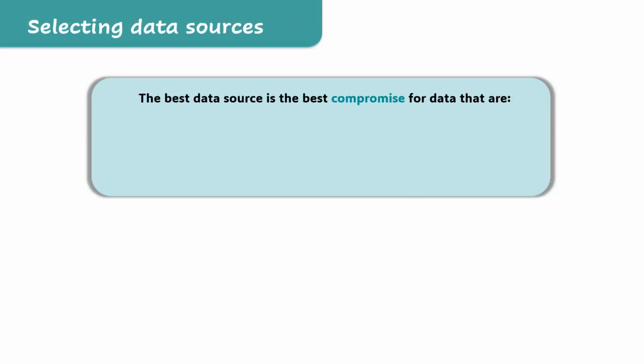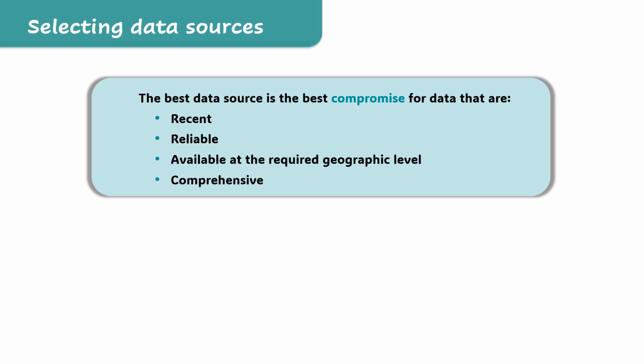There may not be a perfect data source for each vulnerability factor. Compromise may have to be found to identify the best data source for each vulnerability factor, taking into account and balancing the following: the date of the data to ensure it is reasonably recent, the reliability of the data, the availability of the data at the required geographic level, the completeness of the data, in particular with regard to geographic coverage. Some adjustments may have to be considered depending on the data available.